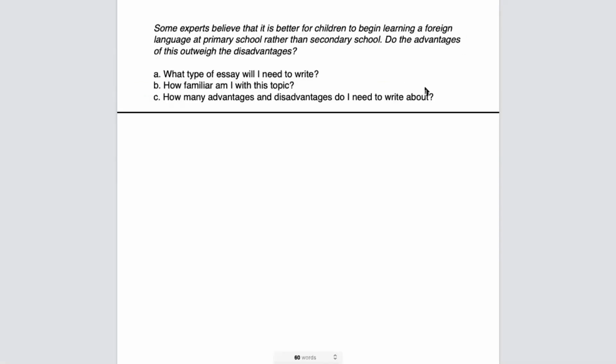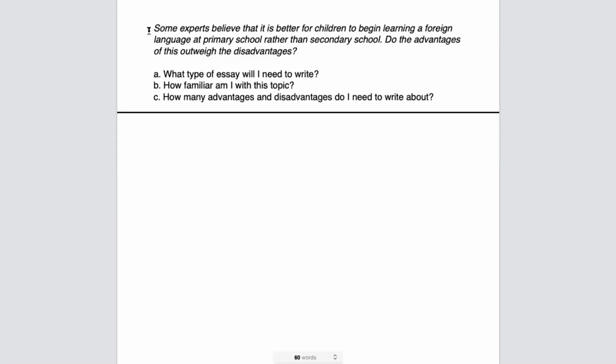Okay, so here we are with our question. Now, first, we're just going to read and understand. I'm going to read through it once, and then I'm going to underline key words. With practice, you can combine these two steps. So you can read and underline keywords at the same time. Afterwards, we're going to think about these 3 questions, A, B, and C. Let's see if you can figure out which type of question this is.